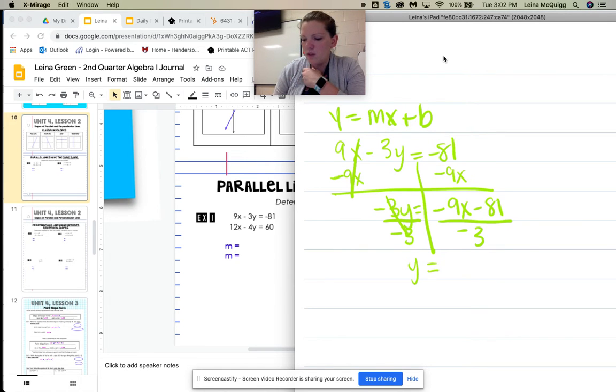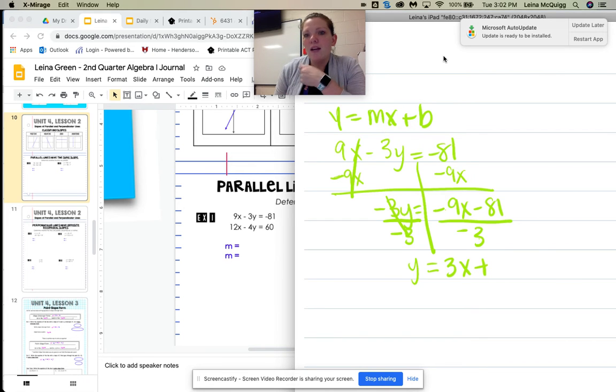So y equals, then on the other side of the equation, I have negative 9 divided by negative 3. Well, negative divided by negative is a positive. 9 divided by 3 is 3. So that leaves me with 3x. Then I have negative 81 divided by negative 3. Again, negative divided by negative is a positive. 81 divided by 3 is what, 27? Let me double check myself there before I write it. I think so. 81 divided by 3, 27. Good. 27. Use your calculator, okay?